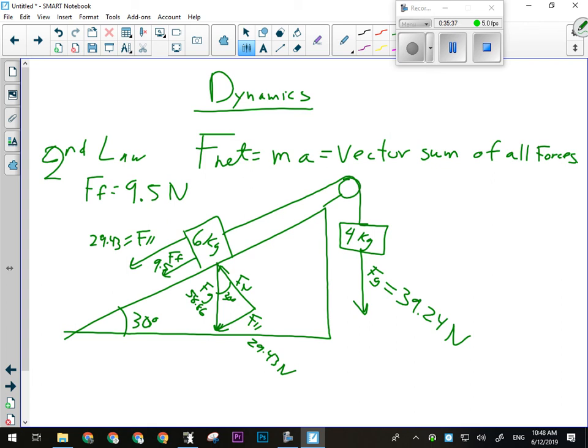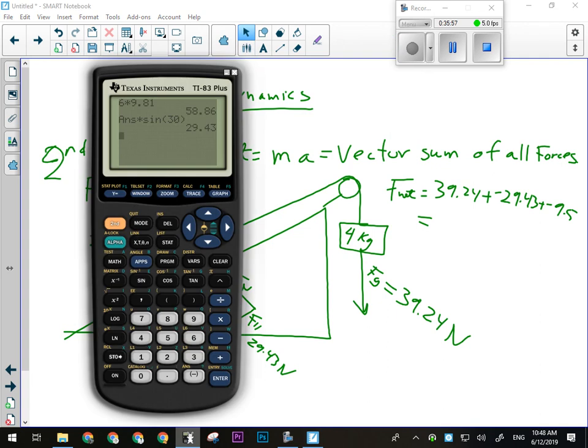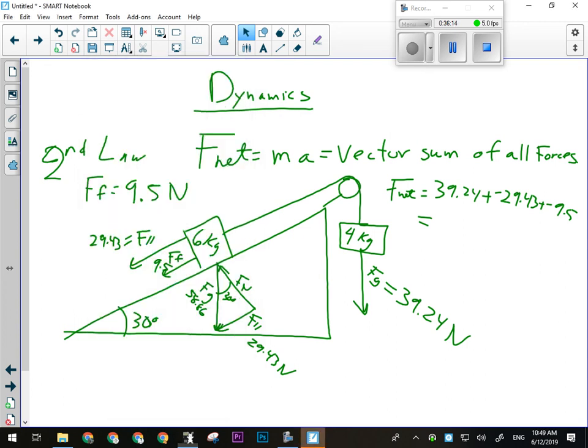Now I want to calculate the net force by doing the vector sum of all forces. So F net will be 39.24 plus negative 29.43 plus negative 9.5. So plus 9.5, oh yeah, just barely, 39.24 minus our answer there. So we have a net force of 0.31 newtons, which is what happens when Coderre just picks numbers out of his head. Okay, so our net force is 0.31 newtons.